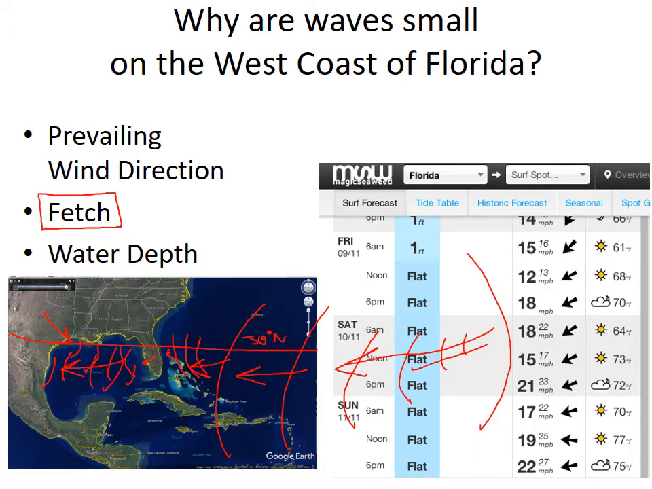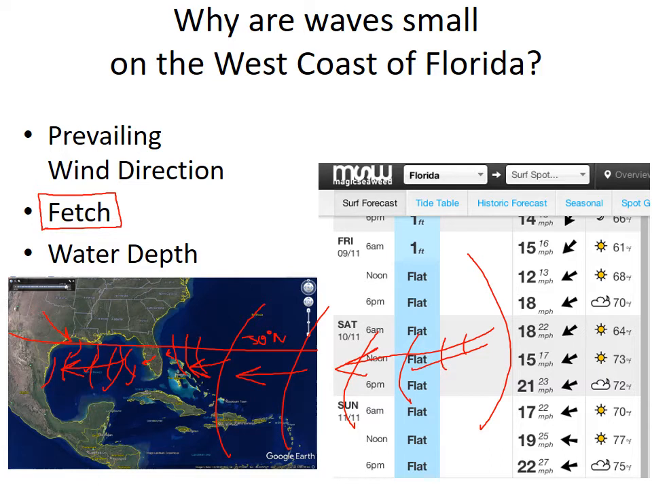out of space. This lack of fetch is the same reason that waves generally don't get very large in small lakes, because even if the wind is blowing strong, the waves only have a kilometer or two to build up before they smash into the opposite shore of the lake, and they're done. And then water depth is a third reason.